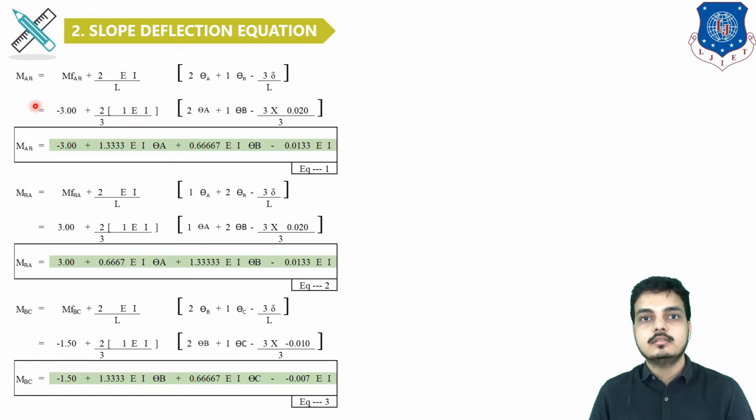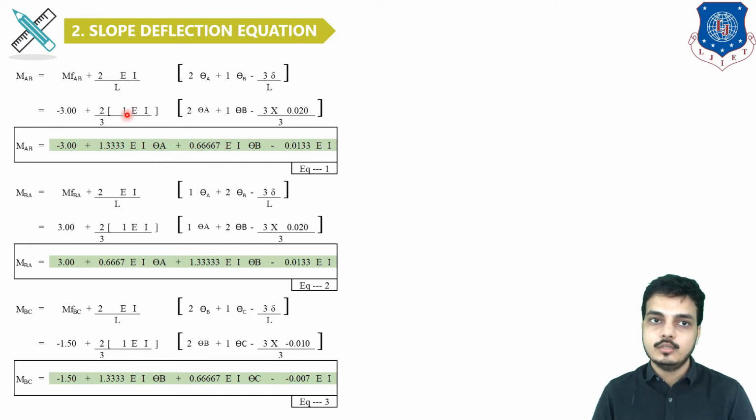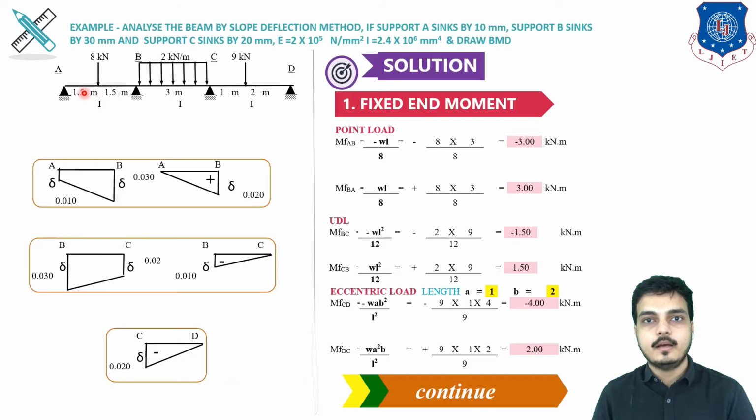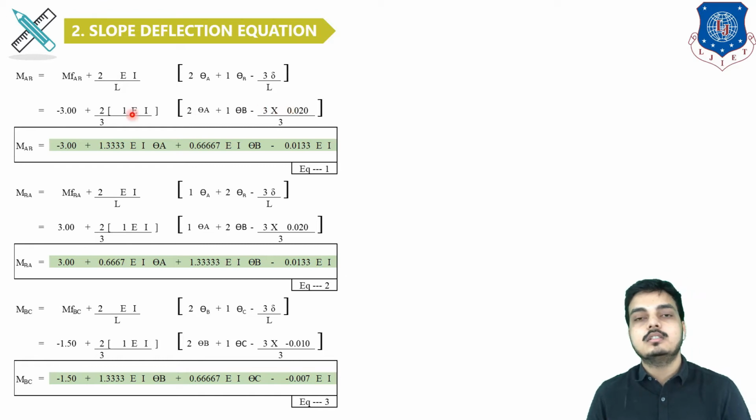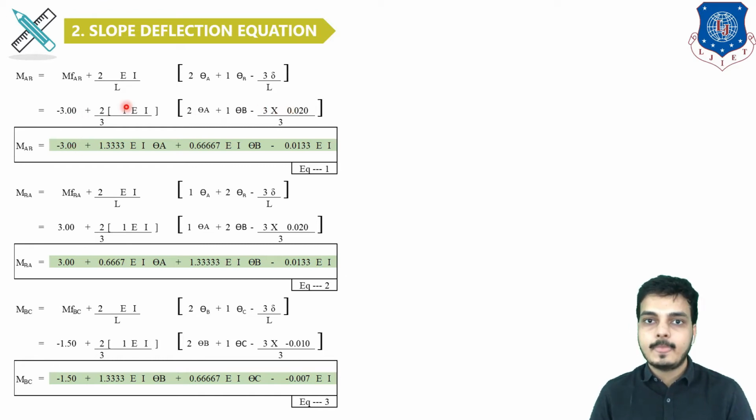Now for MAB, MFAB is minus 3 plus 2EI upon L. Now as we have seen that only the unit I is given, so 1 EI, 2 upon the total length of the AB span, which is 3. All the spans are of 3 meters. So 2 by 3 into 2 theta A plus 1 theta B minus 3 delta by L. For the AB span we have seen that it is positive 0.02, so we have placed that. Now minus 3 as it is.